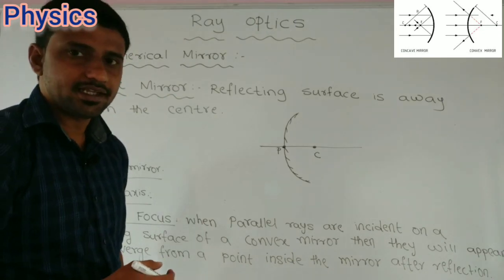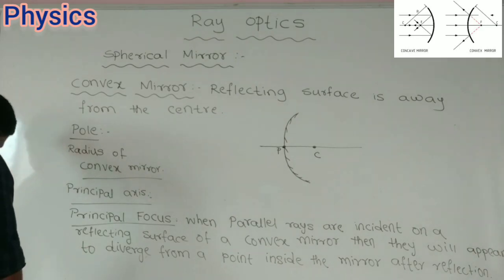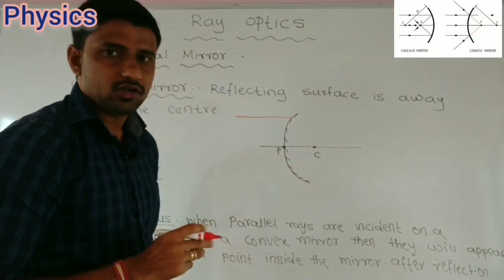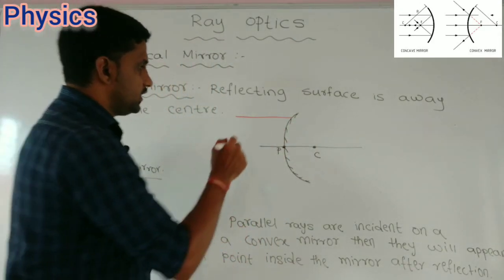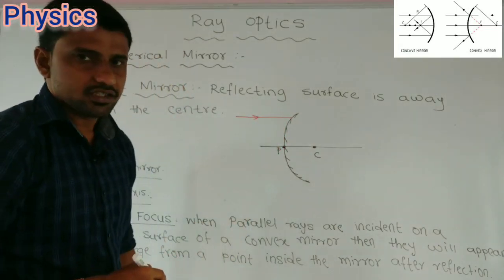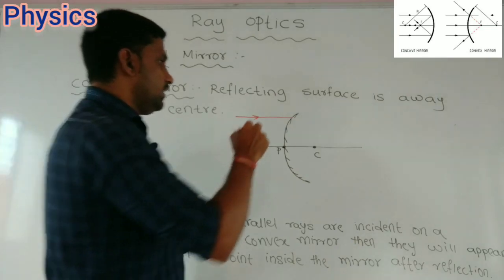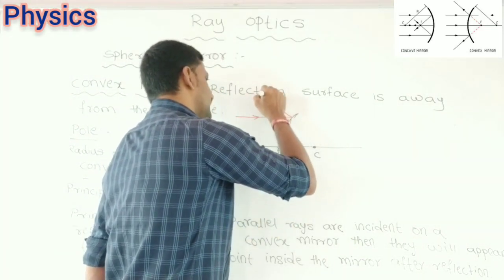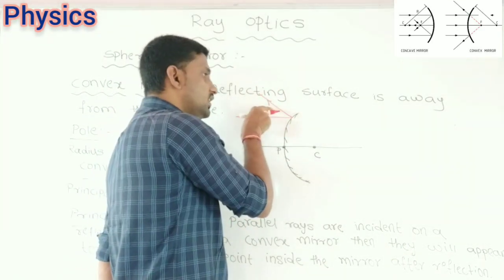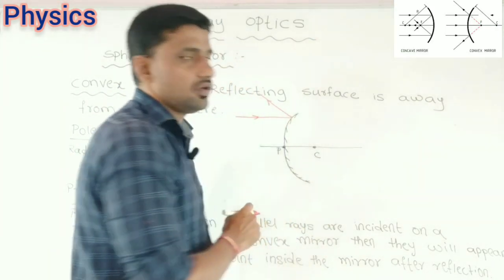Now suppose I make a parallel ray of light incident. A parallel ray of light means the incident light ray is parallel to the principal axis. So I am sending one light ray onto the reflecting surface of the convex mirror. When it hits the reflecting surface, it bounces back like this. But this reflected light appears to diverge from a point inside the convex mirror.